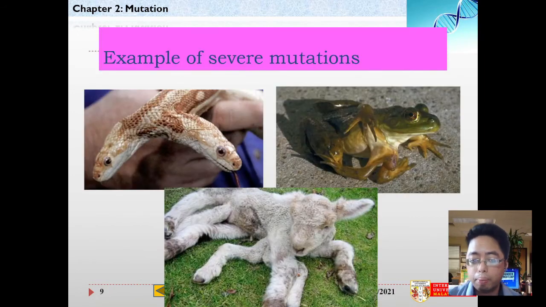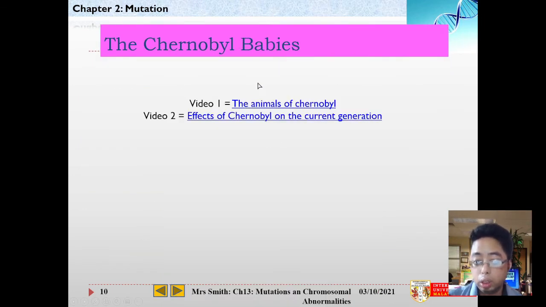Here are some examples of severe mutations. As you can see, this is a two-headed snake, a frog with many legs, and a lamb also with many legs. Here are the videos of the Chernobyl babies. I cannot show them here because they might be copyrighted, so you can see the link. The link is in the PowerPoint. You can just click.